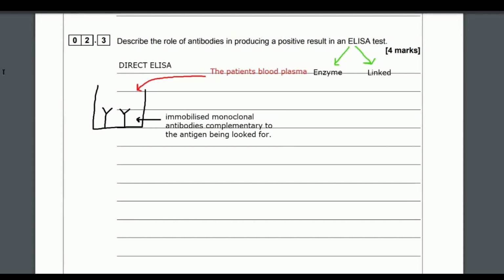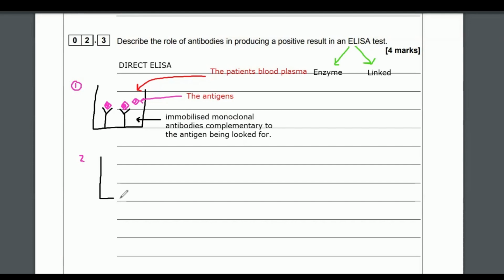Then we take the patient's blood. We only really want the blood plasma because it's clear, and we can use a centrifuge to get that. You don't need to know that. But we add the patient's blood plasma. Now let's pretend these little purple diamonds, these are the antigens to the virus we're searching for, or the bacteria we're searching for. These antigens will bind to the immobilized monoclonal antibodies.